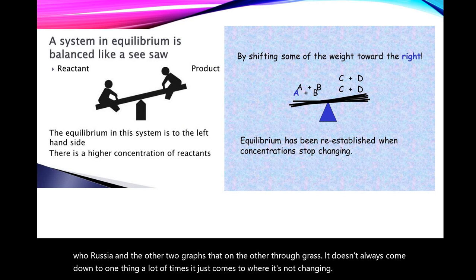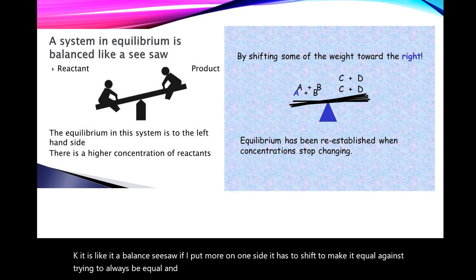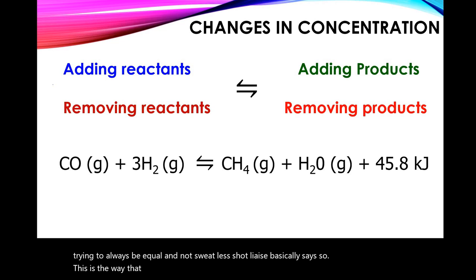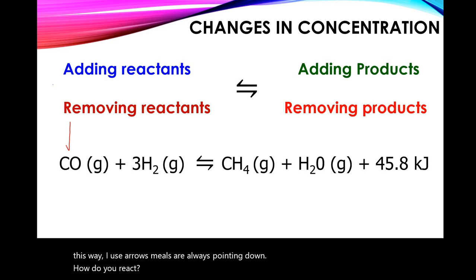Okay, it is like a balance, a seesaw. If I put more on one side, it has to shift to make it equal again. It's trying to always be equal. And that's what Le Chatelier basically says. So I'm going to help you to remember this way. I use arrows. The arrows are always pointing down. If I'm adding reactants, I'm adding things from the top, I'm putting it down.